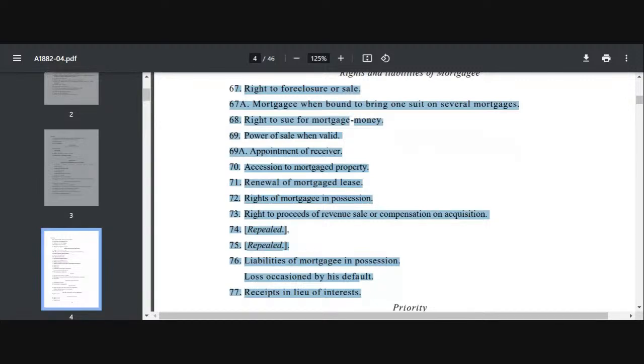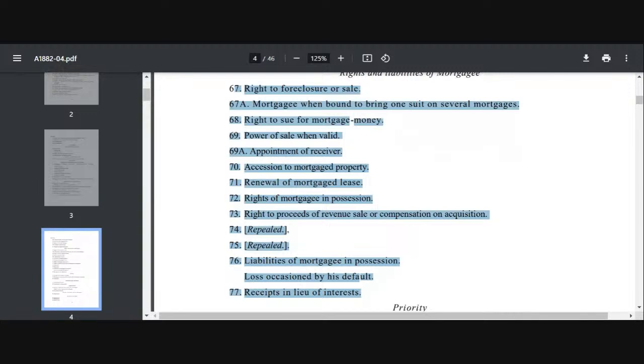Then you come to mortgagee ka rights you will see from 67 to 73. And it is right to foreclosure or sale in case of default of payment. Then the second right is to sue the mortgager for recovery of mortgage money, right to exercise power of sale if given under the mortgage deed. He also has a right to get a receiver appointed.